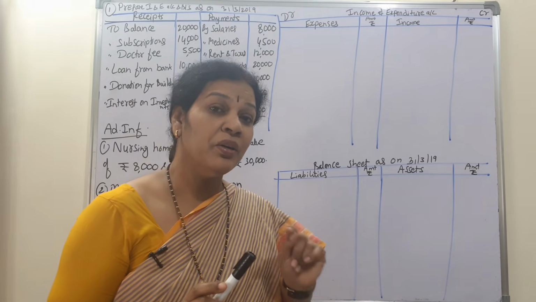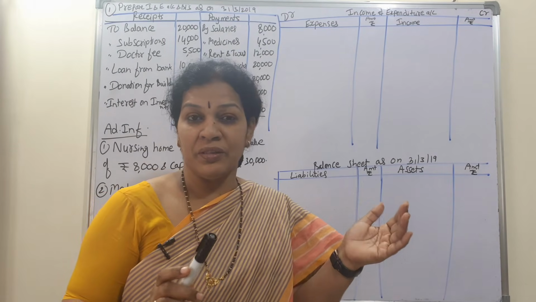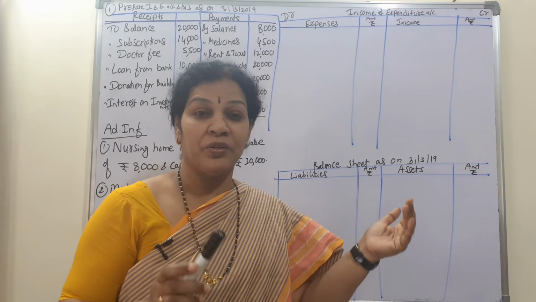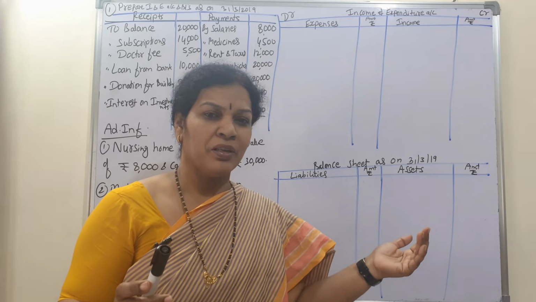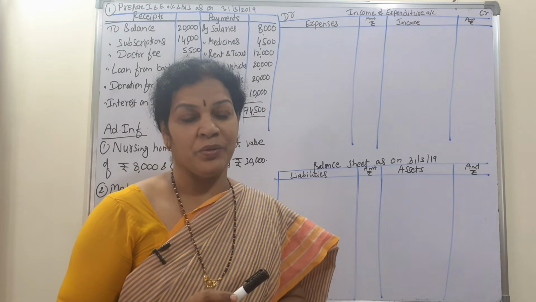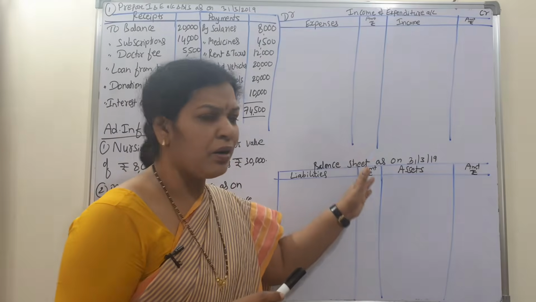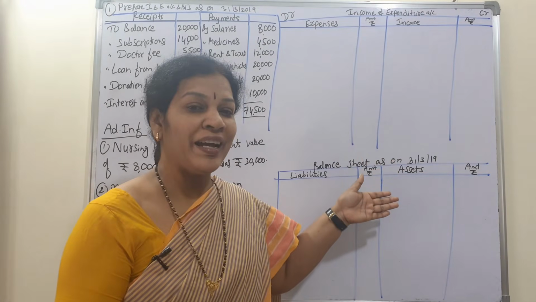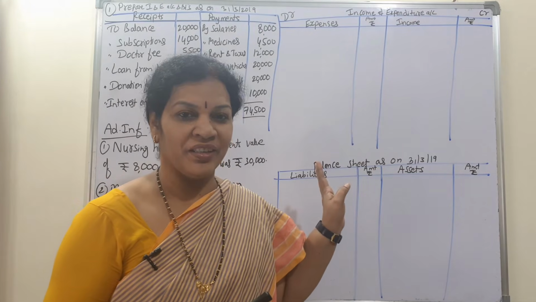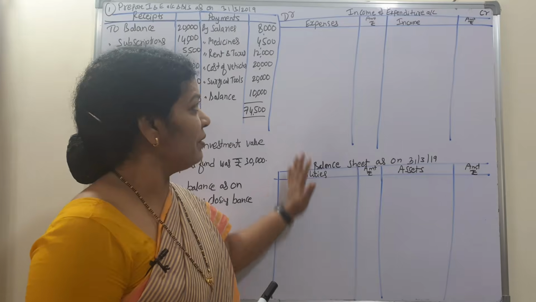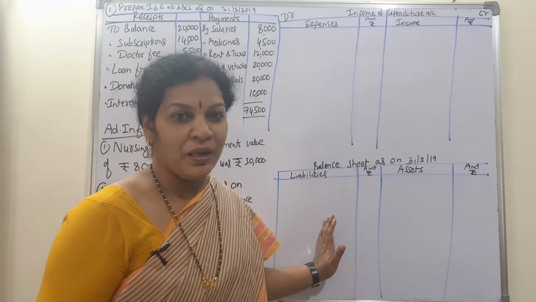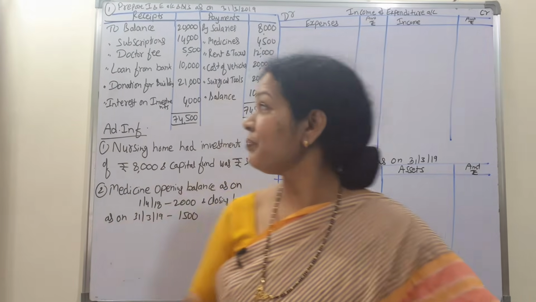Sometimes they will ask you to prepare the income and expenditure account and balance sheet of Hyderabad Sports Club or Hindustan Lever Limited or any company name. Then you have to give the heading, balance sheet of so and so company as on 31st March 2019. Right now I have simply opened both the income and expenditure account and the balance sheet. Now we will see the problem.